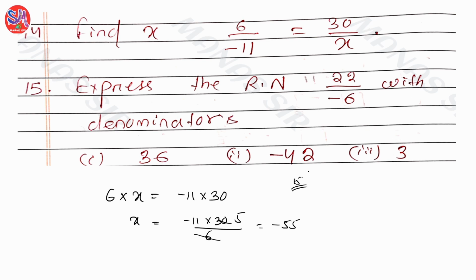Express the rational number 22 by minus 6 with a denominator. Okay. 22 by minus 6 with denominator as 36.